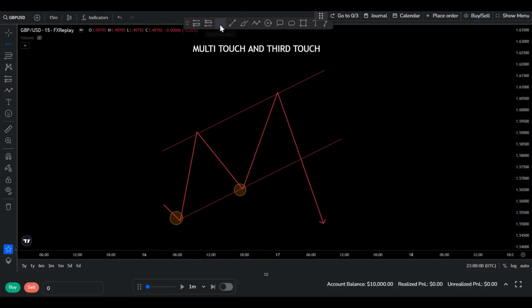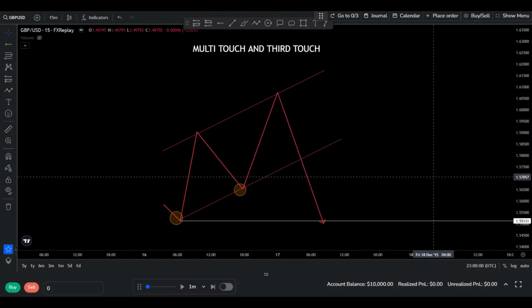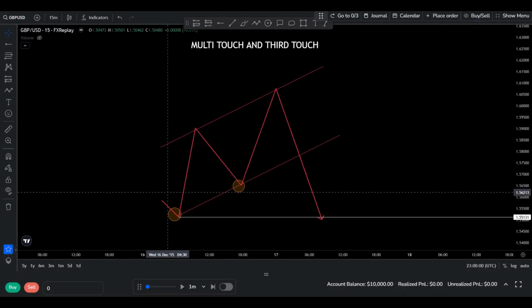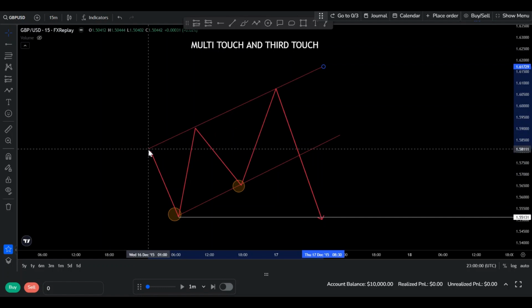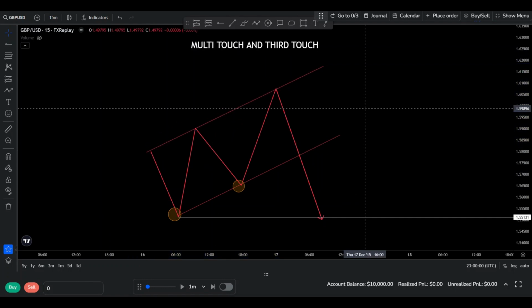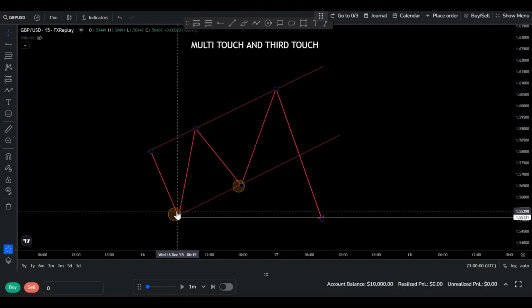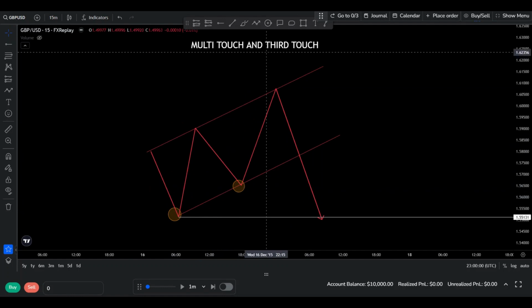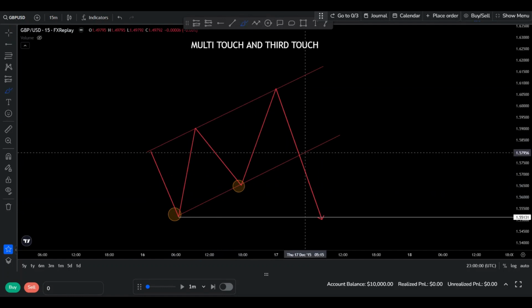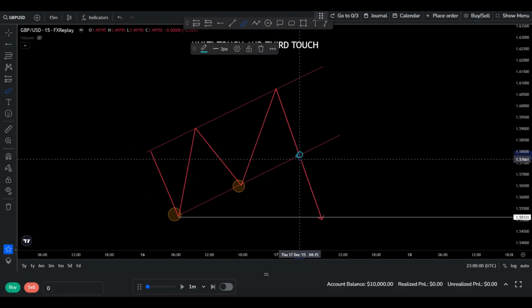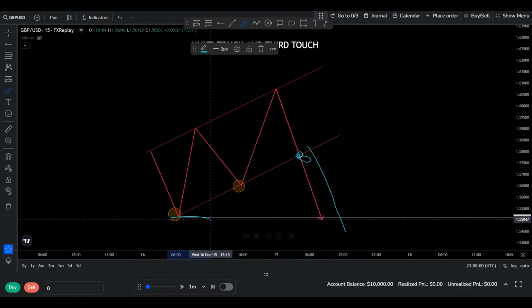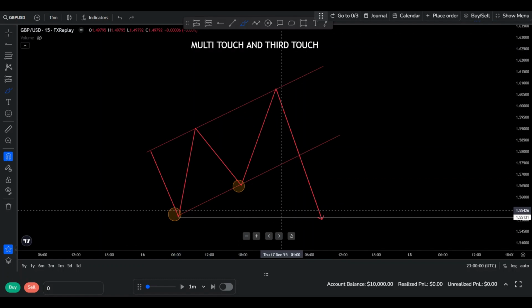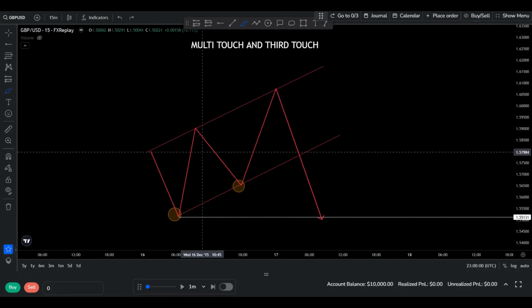Price breaks the pattern and goes to the low. This is a bullish pattern. I'm not drawing it properly. So this is the first touch, this is the second touch, and at the third touch, which is supposed to be over here, we're expecting that price will break the pattern and keep dropping until it gets to the low of the pattern. That's the concept of the multi-touch and third touch.